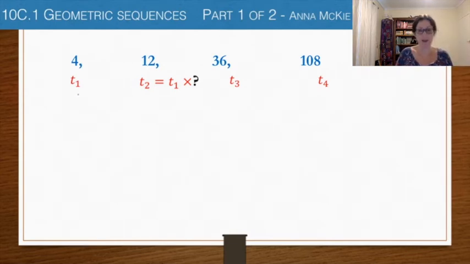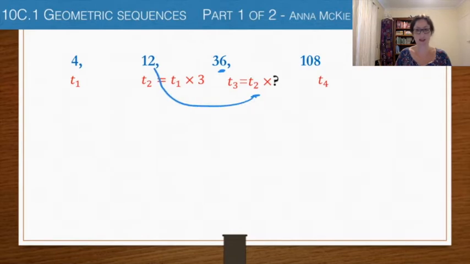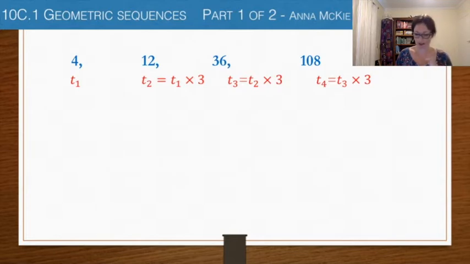Okay, so if our first term is 4, our second term is, you took the first term, which was 4, and did what to it? You multiplied by 3, and that's how you got to 12. The third term, how did we get 36? Well, we took the second term, which was 12, and multiplied it by 3. And then the fourth term, you take the third term and multiply that by 3. So that's the common ratio each time.